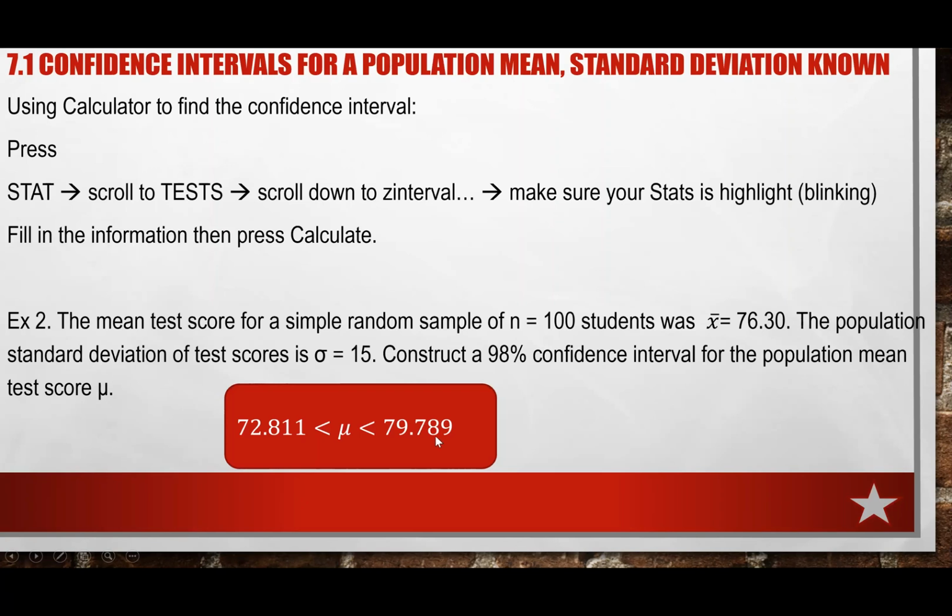I just want to show you that the calculator most likely only gives you 2 decimal places, and your homework mostly asks for only 2 decimal places. I gave you 3 decimal places just to show you that if we do it by hand, we get this answer. Your calculator will give you the same exact answer, just rounded to 2 decimal places. You have to do the interpretation, which is, we are 98% confident that the population mean is between these 2 values.